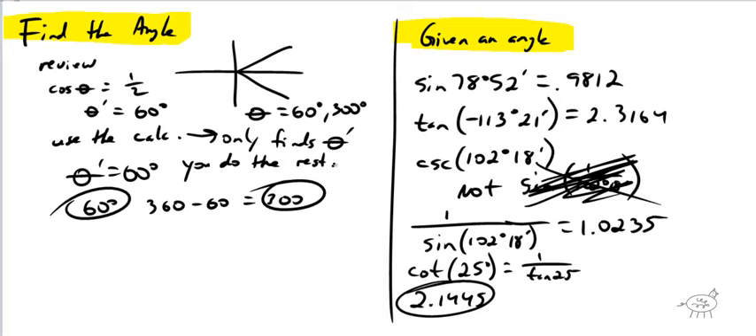Alright, so let me clear this out now, because I just want to do that. And let's do another problem here. I just want to show you what's going to happen. Cosine of theta is equal to negative 1/2. So using your calculator again, you're going to do inverse cosine of negative 1/2. I want to show you what's going to happen.